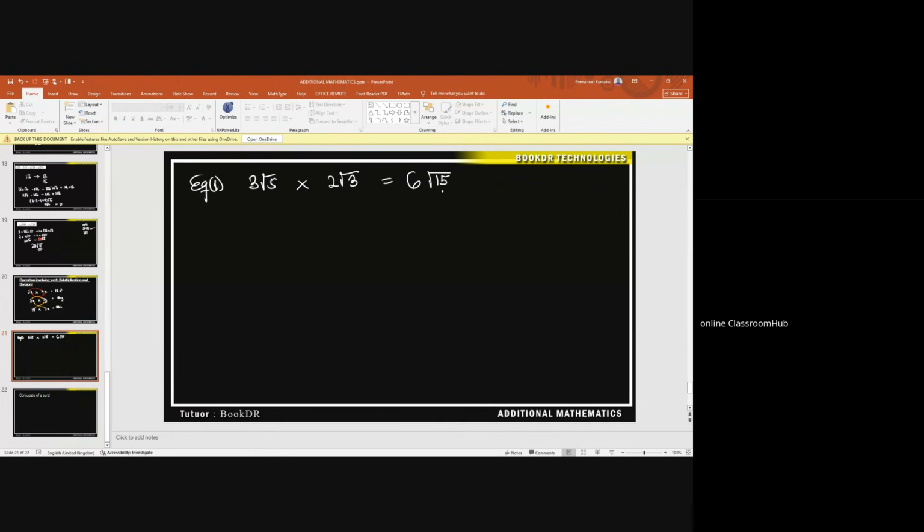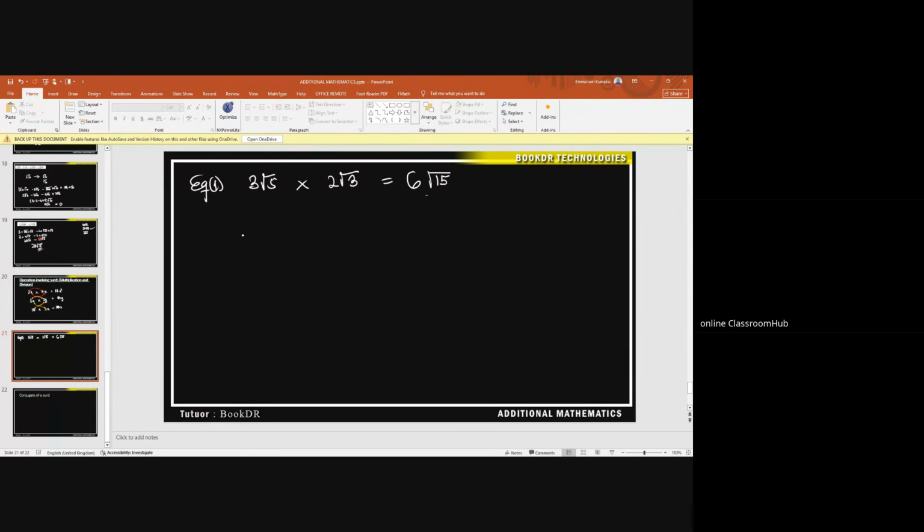Sometimes after multiplying, you will get a number that can be broken down. When is it broken down? It means that you can express it as a product of two numbers where one is a perfect square. But we know 15, none of its factors is a perfect square. We have 1, 3, 5, and 15 itself. None of them is a perfect square. So this one cannot be broken down further. So this becomes the final answer, the product of these two surds.